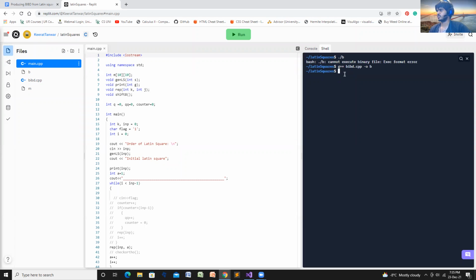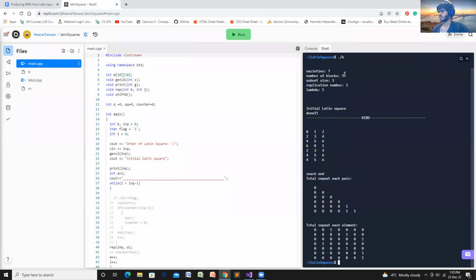Now we'll try this program for finding the BIBDs from the Latin square. As we can see, there are a few numbers where 2 rows are being repeated, and lambda should be 1, and we can see different numbers. And this is the table of how many pairs are being repeated, and how many times. And this is the number of elements that are being repeated, as was shown in the paper, in the report.